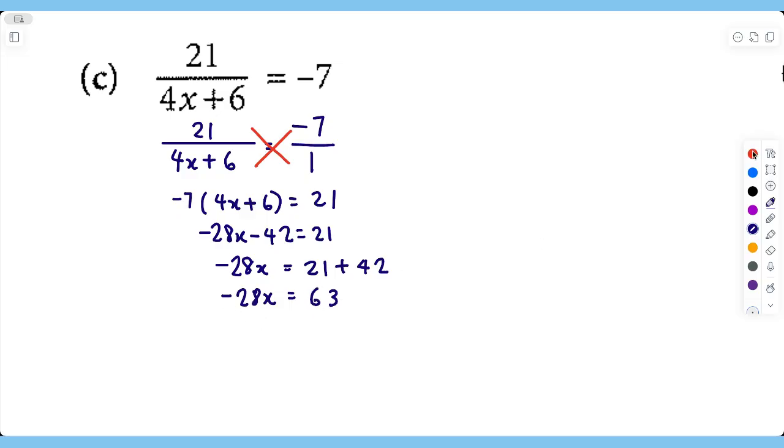Let's divide both sides by negative 28. We do that so that we can cancel out negative 28 and make x alone. Hence, x will be equals to, let's divide the numerator and denominator by 7. That will be negative 9 over 4.